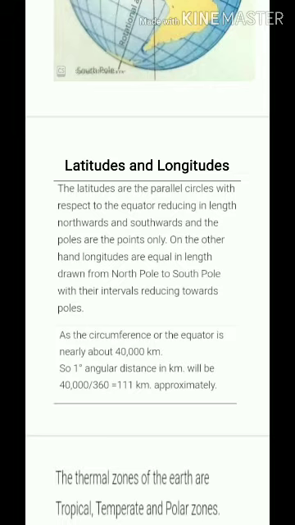Here the circumference of the equator is nearly about 40,000 kilometers, and the equator line distance goes 40,000 kilometers. So 1 degree angular distance in kilometers will be 40,000 divided by 360. What is the 360? It is the complete circle in degrees. 40,000 divided by 360, the answer we will find is 111 kilometers approximately. It is the 1 degree latitude distance.